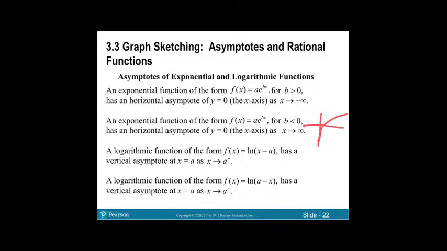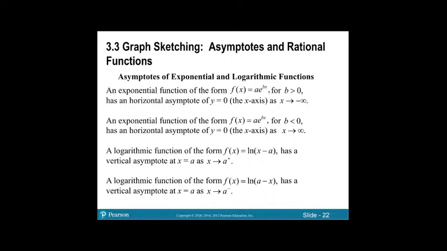So it says a log function of the form natural log of x minus a has a vertical asymptote x equals a as x approaches a coming from the right. So that's where this is coming in. Instead of x minus a, if it takes on the form a minus x, it has a vertical asymptote as x approaches a from the left. Okay, so let's give it a go.